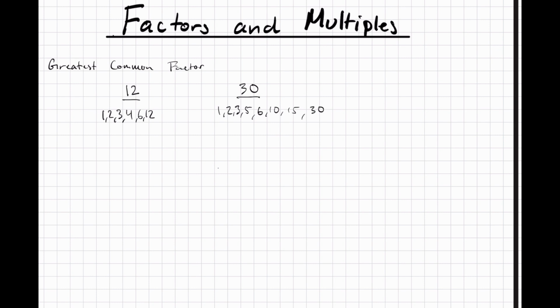So if we're looking for the greatest common factor, what is the largest number that is a part of both groups? Well, they both include 1, but that's not the largest.